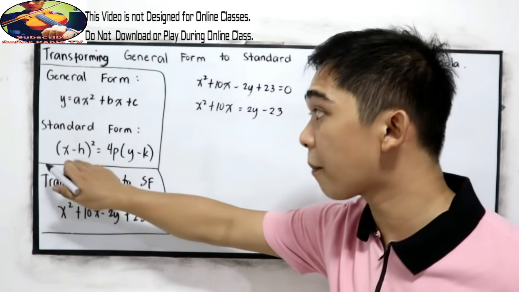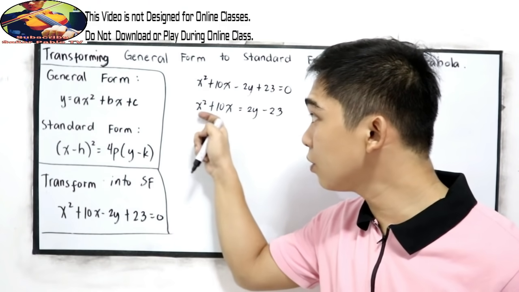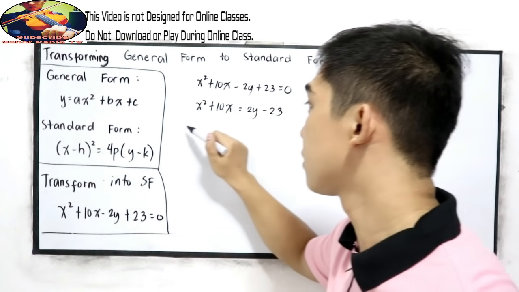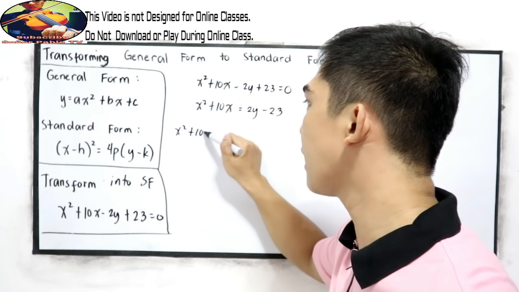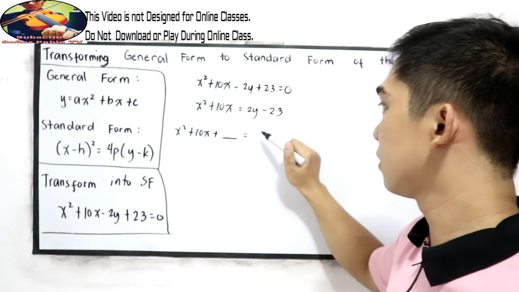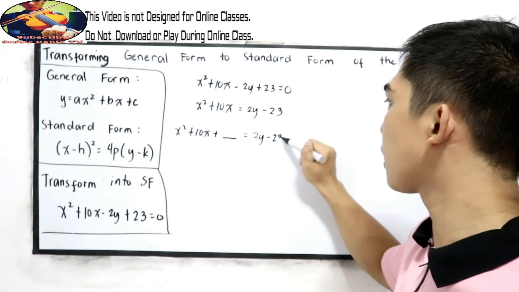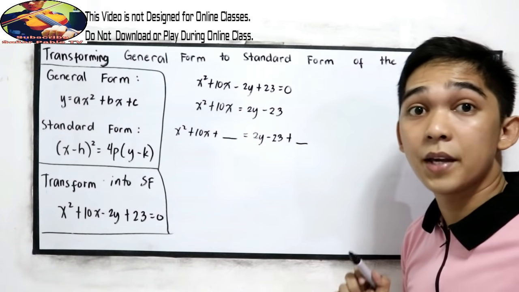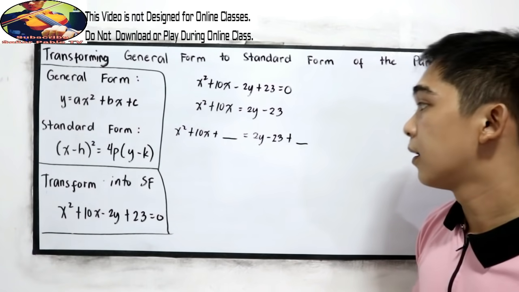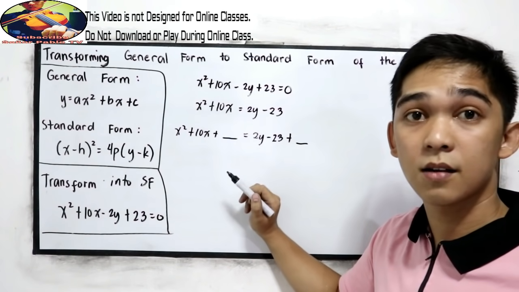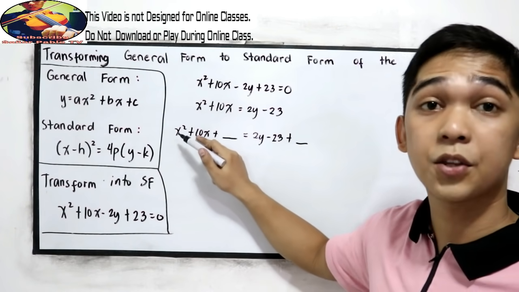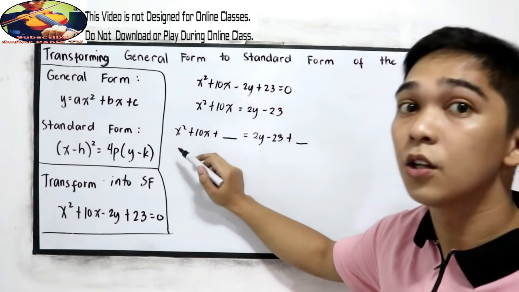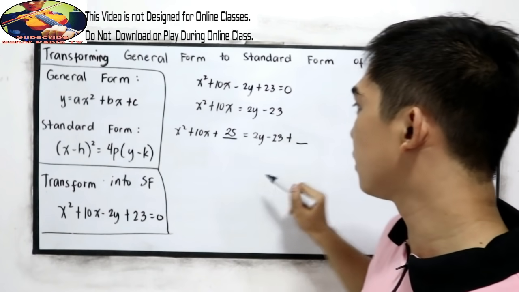Now, we have a square of a binomial. That means we need to make our left side of the equation a perfect square trinomial. So, x squared plus 10x plus blank is equal to 2y minus 23. We added blank on the left side. We need to add blank on the right side to make our equation balance. Now, what will be the value of the blank? Completing the square, in the middle term, 10 divided by 2, so that is 5. 5 squared, 25. So we need to add 25 and 25.